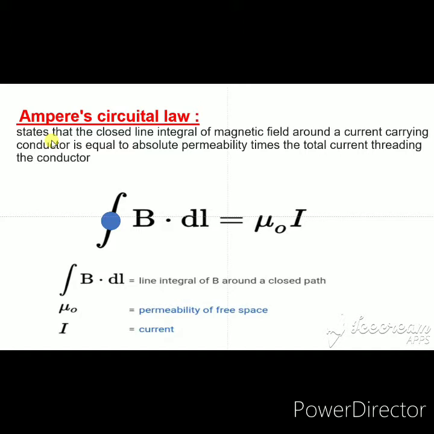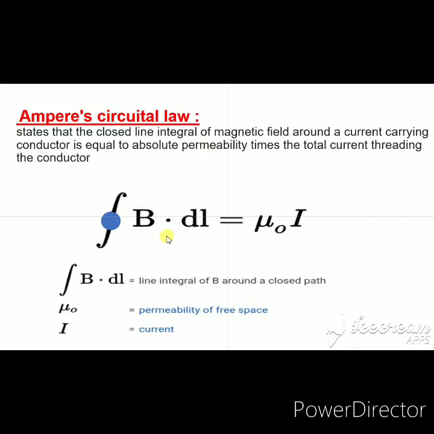It is stated as: the closed line integral of the magnetic field around a current carrying conductor is equal to the permeability times the total current threading the conductor. That means Ampere's circuital law consists of B, the magnetic field, and dl, the line element, and the closed line integral of B dot dl is equal to mu 0 I. In this equation mu 0 is the permeability of free space and I is the total current.